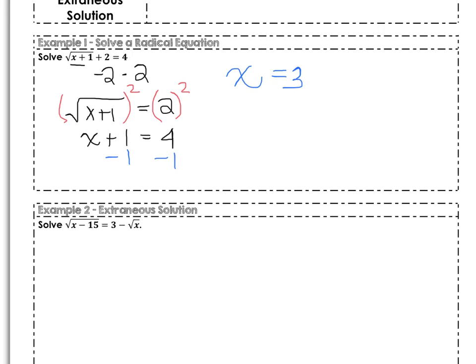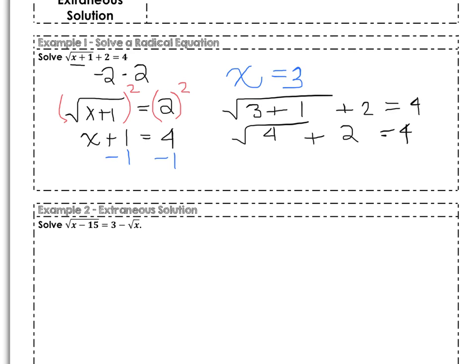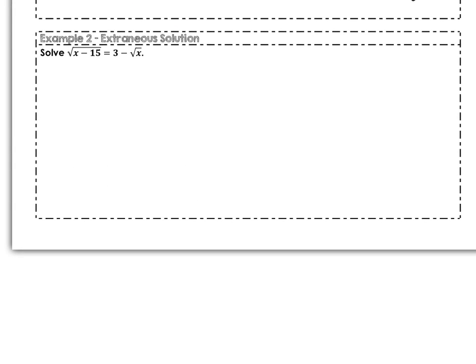Now the difficult thing, and remember always when solving equations, is that we actually need to plug them back in to see if they make my mathematical statement true. So when we plug 3 back in, we get the square root of 3 plus 1, plus 2, equals 4. Well, the square root of 4 is 2, and 2 plus 2 does equal 4, so it is indeed a true solution to our equation. Let's take a look at example 2.